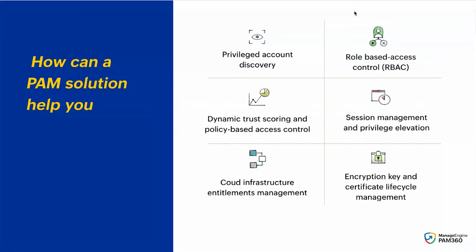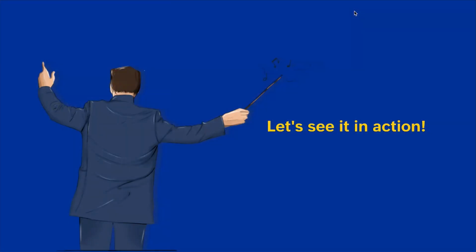Privileged account discovery, role-based access control, session management and recording, dynamic trust scoring for policy-based access control, managing cloud entitlements for your hybrid environments, and non-human entities such as certificates, certificate lifecycle management. All of these are the controls that we basically saw in the previous slides, and also the core functionalities of any PAM solution in general, right? So let me take you through how this actually works, right? How a privileged access management solution can help you achieve these controls in general, right?